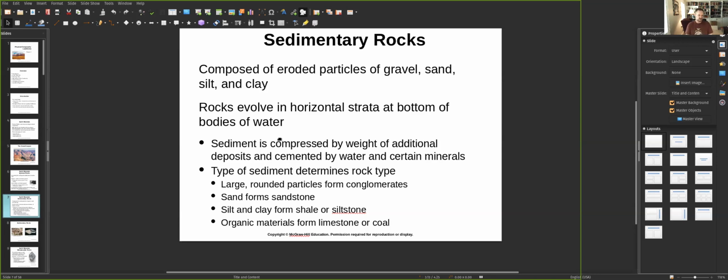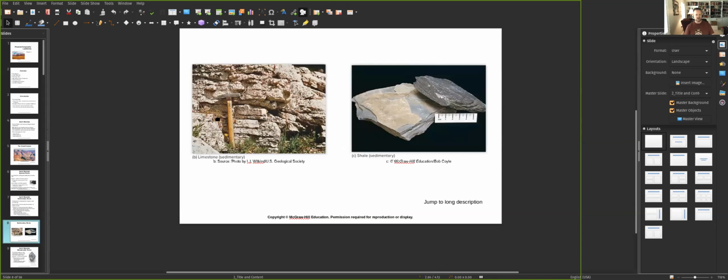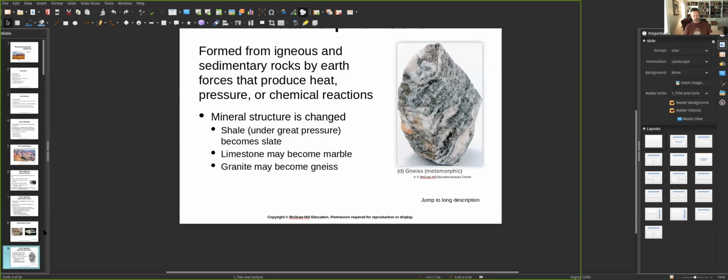That rock in itself can turn around and be worn away into finer sediments. So you can have sedimentary rocks that transition from one type of sedimentary rock to another type. Here's a formation of limestone, and there's a shale there as an example. Again, take a geology class and they will go into this in depth. I'm just going to scratch the surface on this.